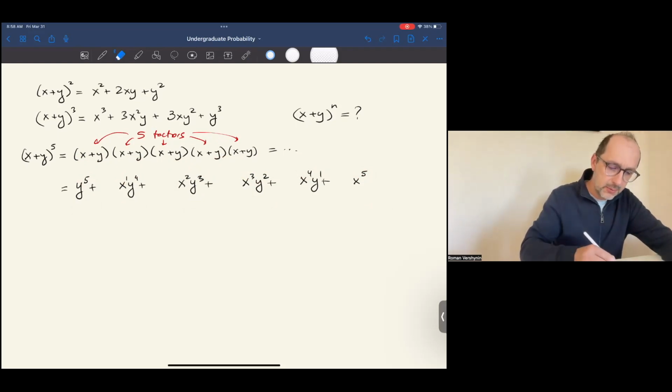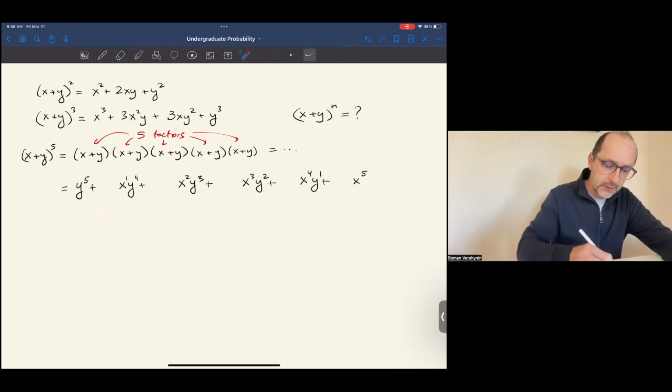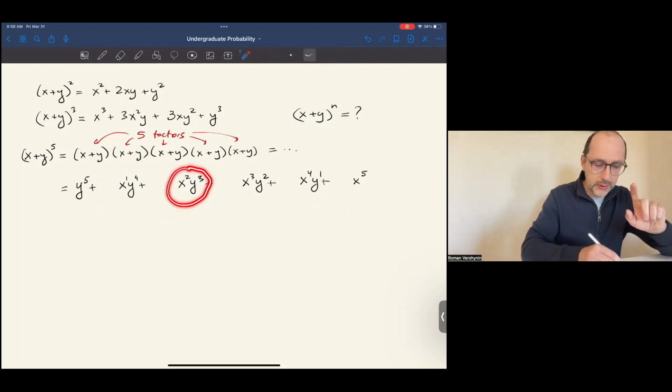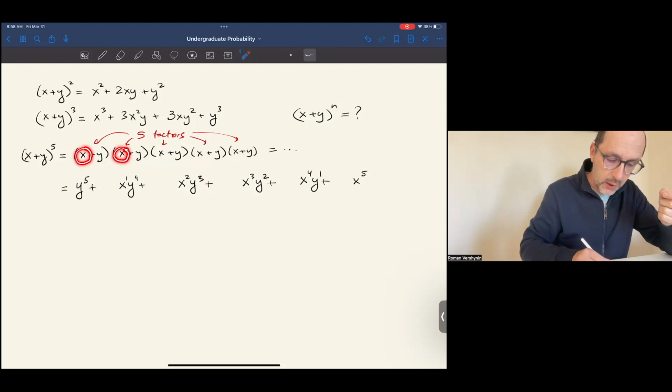Is this the answer to our problem? Not quite. And that's because each of these terms, such as this one, will not appear once as we expand this expression, but there will be lots of similar terms like this. And we need to find out how many. How can this term x squared y cubed appear as we expand this expression? It will appear when we choose 2 factors for x, and the rest will be for y.